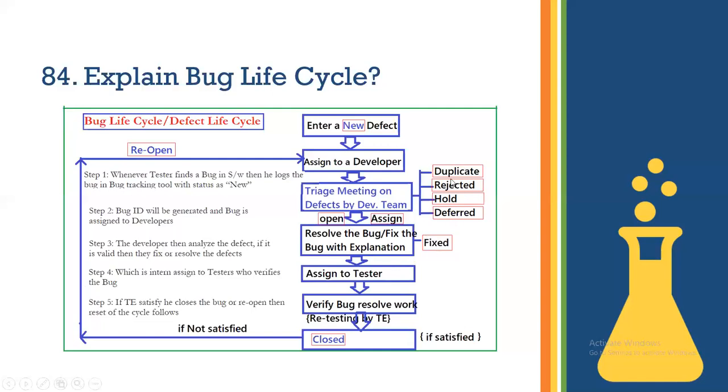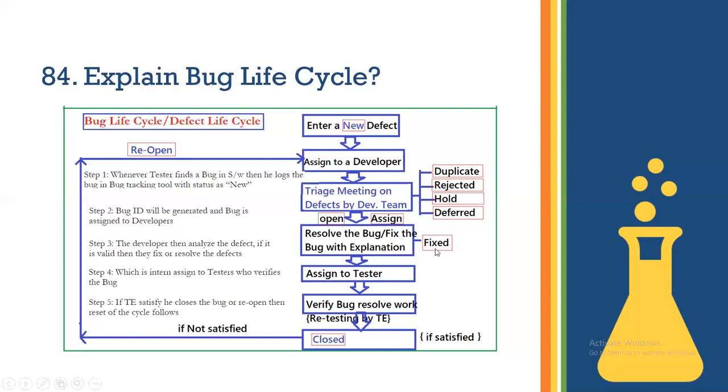These are all the statuses developers are going to provide for the defects. So you should know the meaning of these statuses. In the manual testing tutorial I provided about the bug life cycle, I gave the meaning of each status there. You have to refer to that.